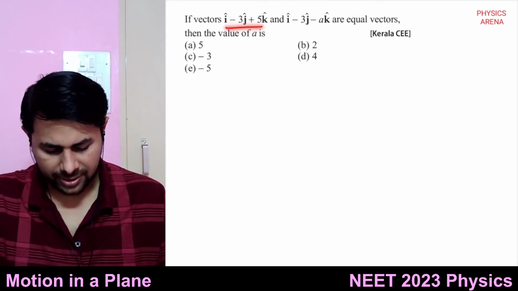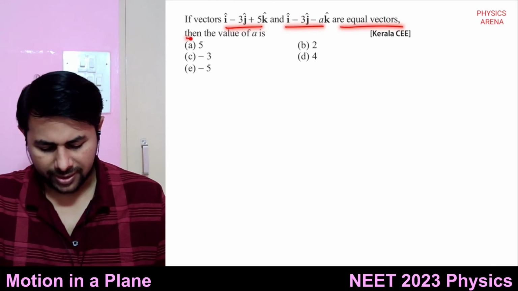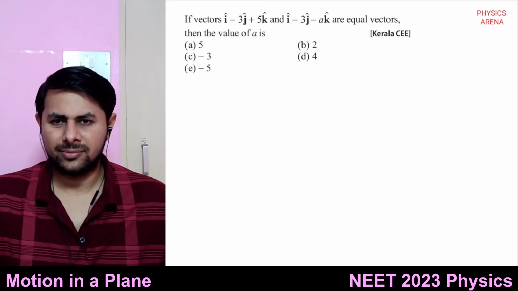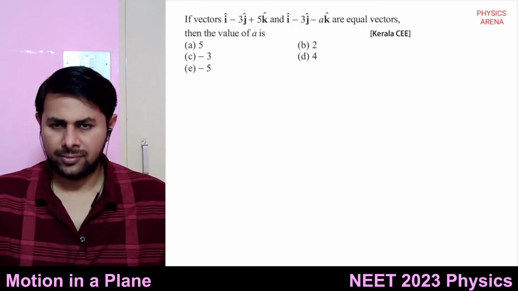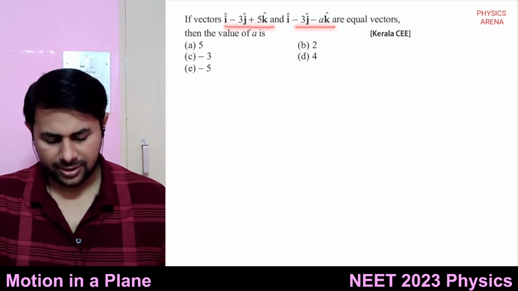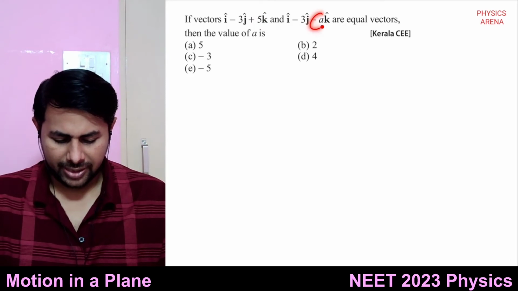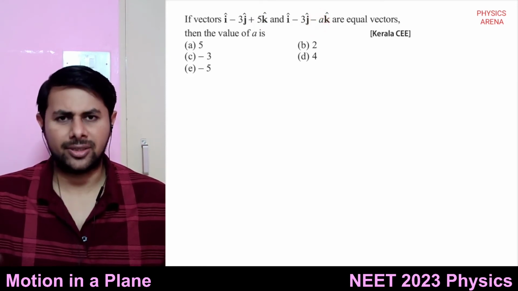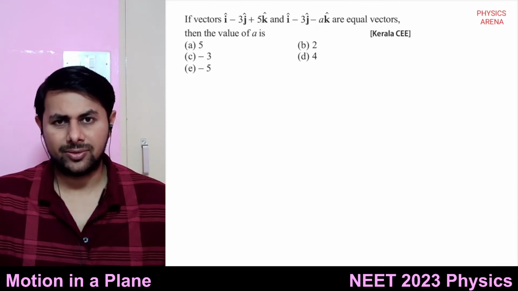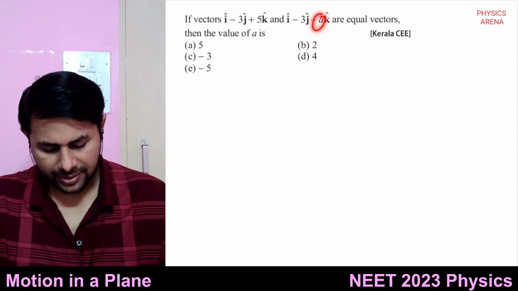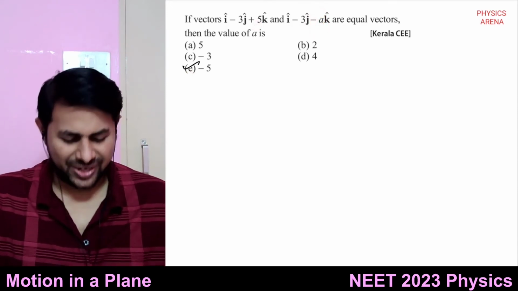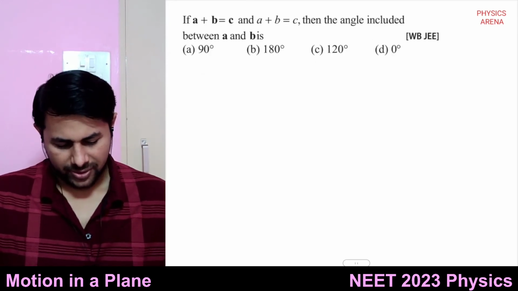If this vector and this vector are equal vectors, then the value of A is, this is extremely simple. Compare this and this. They are equal. So 5 equals minus A. X component should be equal to X component, Y component equal to Y component, Z component equal to Z component. So minus A is equal to 5, so A equals minus 5. It has 5 options. So, next question.